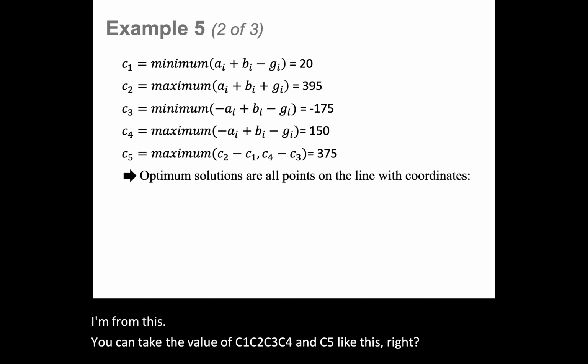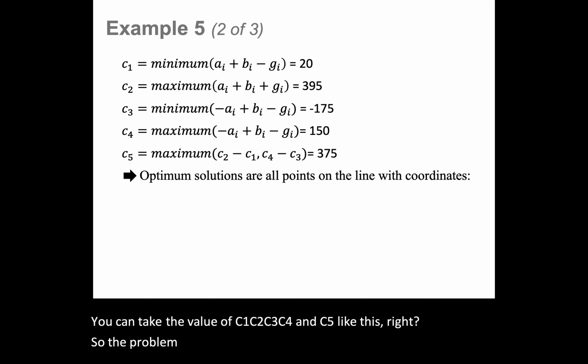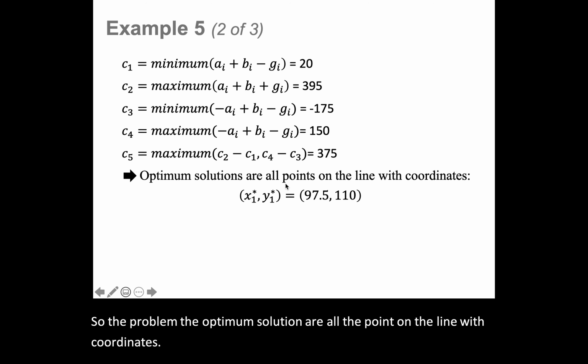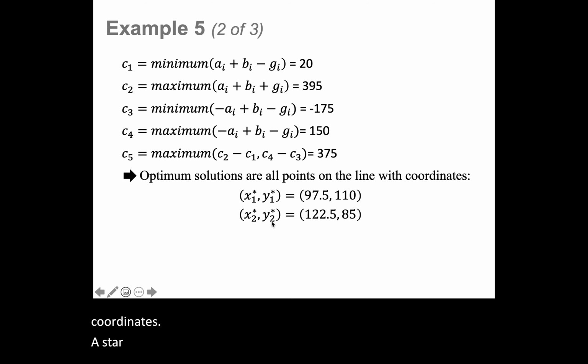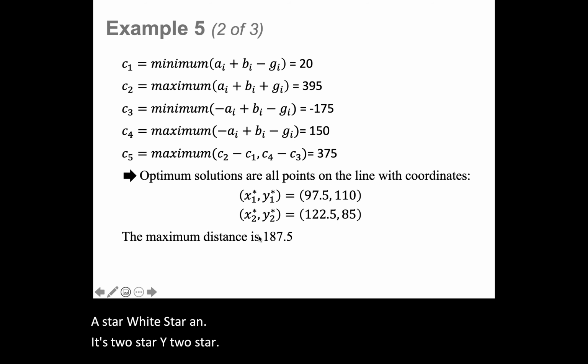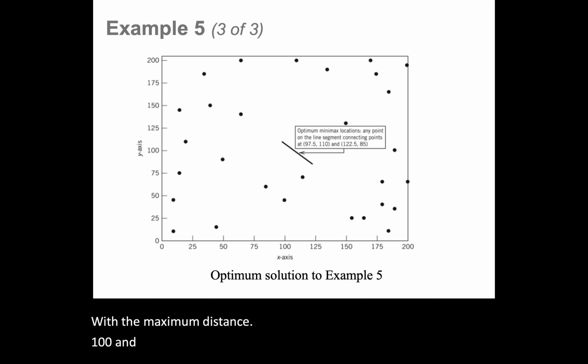So the optimum solution are all the points on the line with coordinates x1 star, y1 star, and x2 star, y2 star, with the maximum distance of 187.5. So this is the illustration of the optimum solution in example 5.